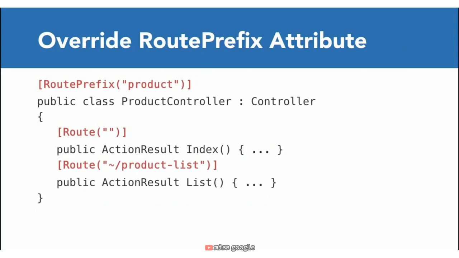If you have a route prefix and want to override that on a specific action method, you can do so by defining your route path beginning with a tilde character. Then, the route prefix will not be added to the front of the route's path, but it will start at the root of the site.